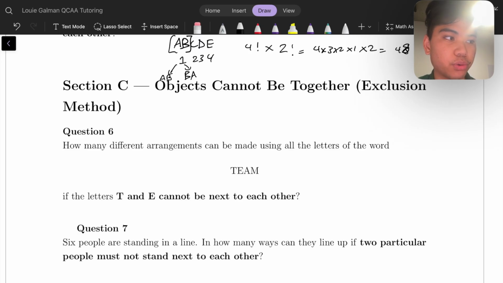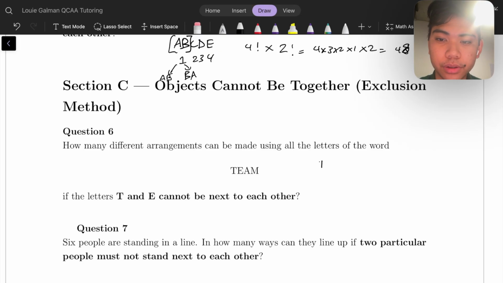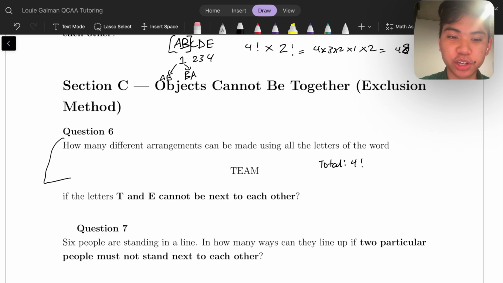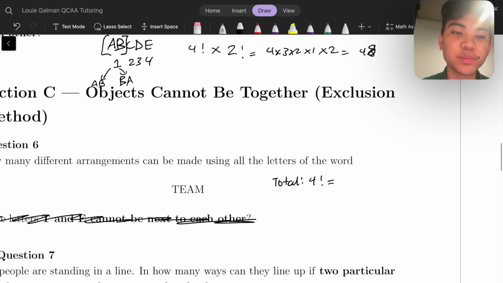Okay. So the trick here is to do the total, right? So the total number of different arrangements that we have, right? So 4 factorial. If we were just doing this part of the question, not this part. So for example, we ignore the second part of the question. So we have the total number of different arrangements, right? So 4 factorial is 24.